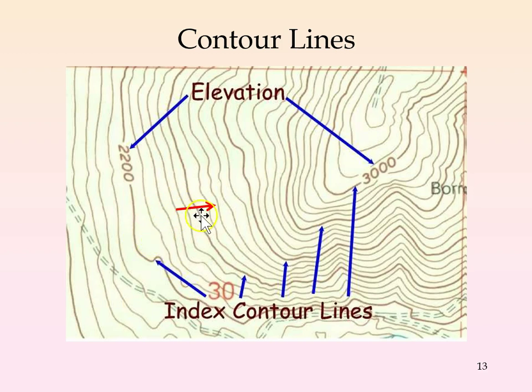What is the actual elevation of this line at the tip of the arrow? I've already told you that this is 2,200. This would be 2,400. And then the next intermediate line would be 2,440. The next elevation, at the red arrow, would be 2,480 feet, at all points along this intermediate line.